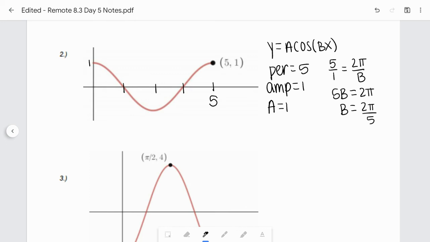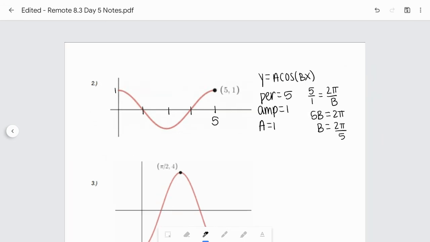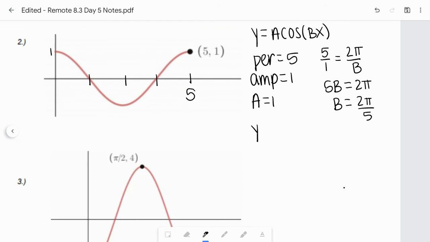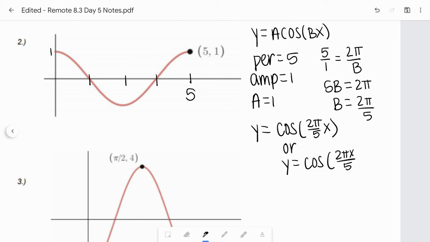So I know my A and I know my B. So the last step is just to write the equation. So we would end up having y equals, I don't need to include the 1 there. So y equals cosine of 2 pi over 5 times x. Okay, you can also write that as y equals cosine 2 pi x over 5. That would probably be the preferred method.